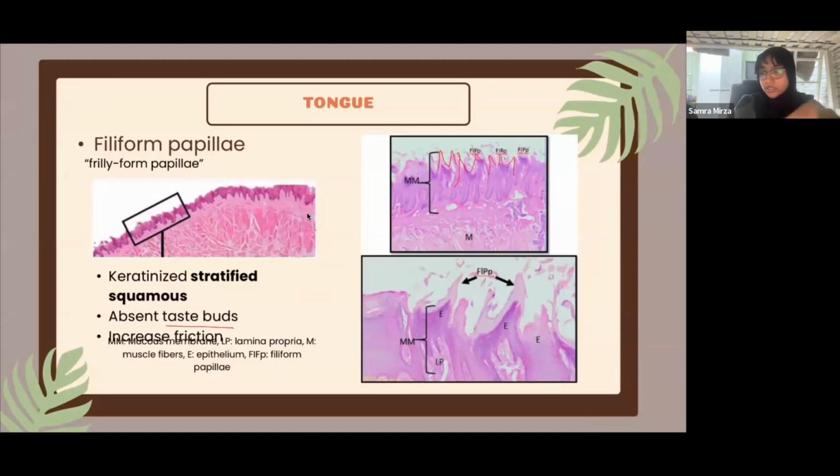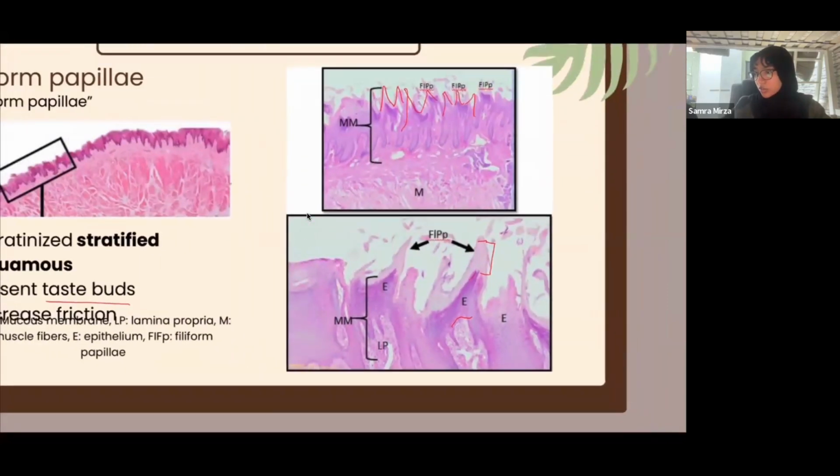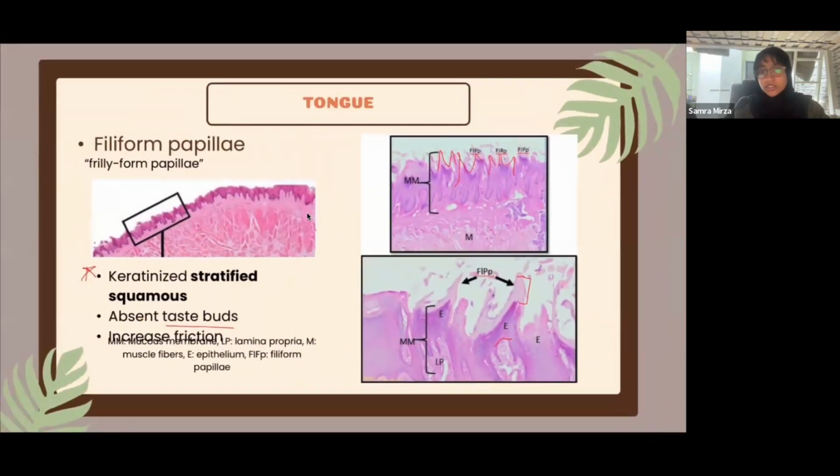For the epithelium, this is an important part. They're keratinized stratified squamous epithelium. So if you can see here, if we zoom into the mucosa layer, here we have layers of epithelium from here to here. So this is stratified. They're also kind of flat. You can't really see it from this picture, so that makes them squamous. And here we have a layer of keratin. This is kind of specific to the tongue. You won't see it in a lot of other places. So remember, keratinized stratified squamous epithelium.